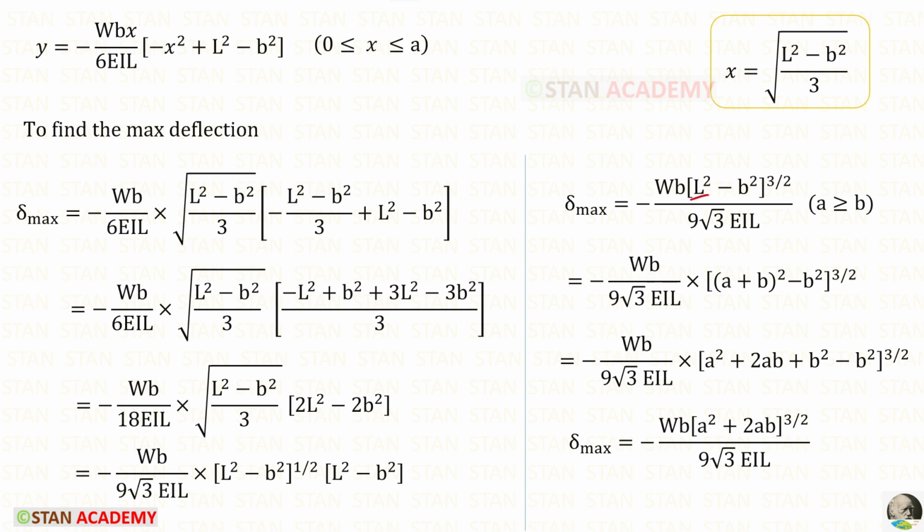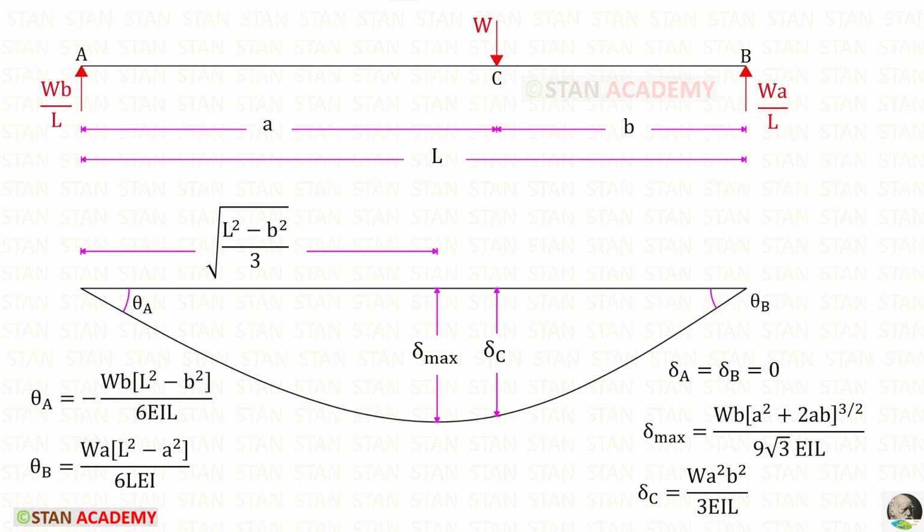Instead of L, we have to apply A plus B. Then we have to use the A plus B the whole square formula. We can eliminate B square. So this is also an expression for the maximum deflection. We have got a negative expression. That means the deflection occurs downwards. We can remove the negative sign from the deflection. Here you can see the elastic curve.